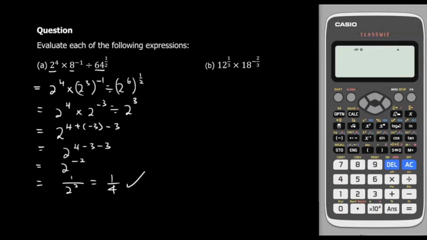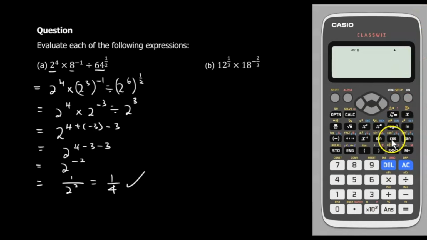Okay, so now we're going to use the Casio Classwiz calculator to double check our answer. Okay, first we press 2, then to the power of 4, and go to the right, then times 8, then to the power of negative 1, then go to the right, then divide 64, then to the power of half. Okay, then we press equals. So our answer is 1 over 4. So it means that our answer is correct.